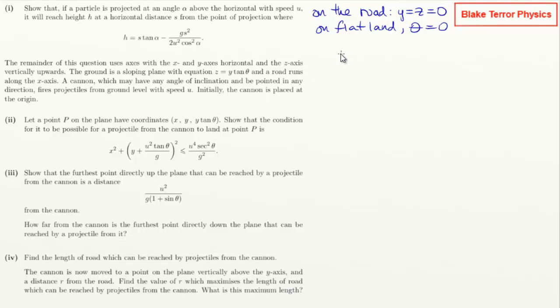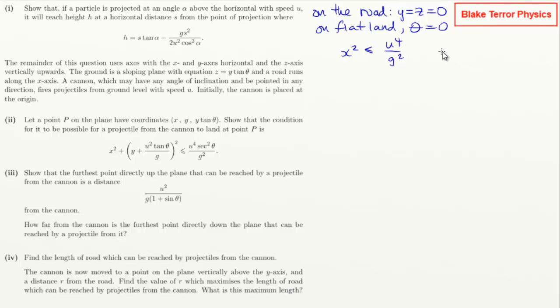So what have we got on all of this? I've got the x squared, and then I've got this thing here, which is 0 in the brackets. I've got 0 plus 0, and then here I've got u to the 4 over g squared.